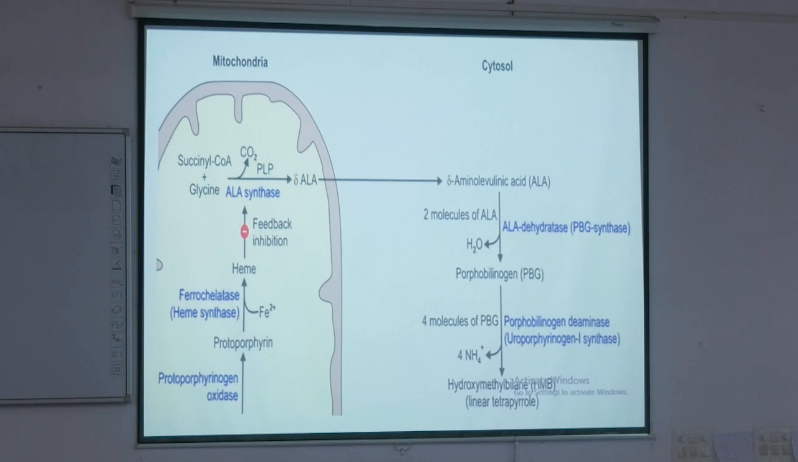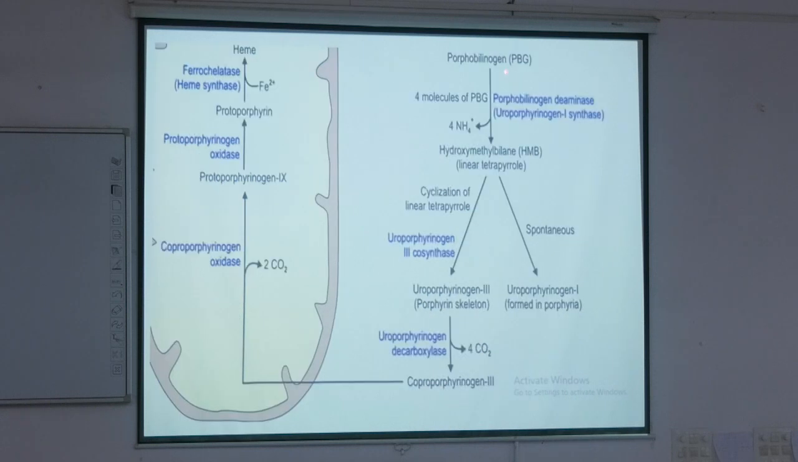That is formation of alpha levulinic acid. After the formation, it is formation of porphyrins. Okay, and lastly there is the formation of first linear tetrapyrrole. What is that? Hydroxymethylbilane, HMB. Okay, so in the next step after the formation of hydroxymethylbilane, this is a linear tetrapyrrole.